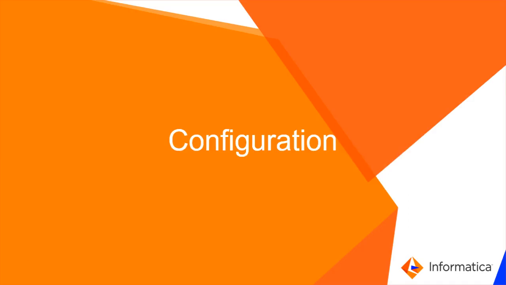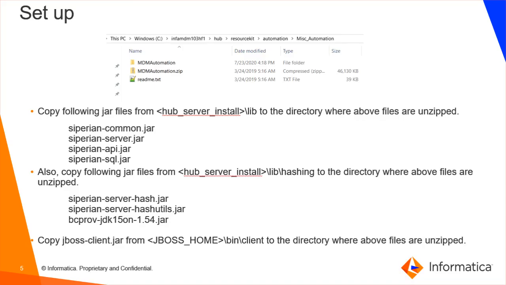Let's go over the configuration of this utility. Setting up this utility: once the resource kit has been installed, under the installed location there will be a folder automation. Inside that there will be a miscellaneous automation folder where we have the mdm automation.zip file. This zip file should be extracted.